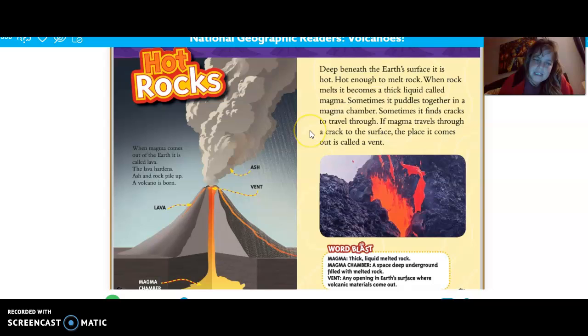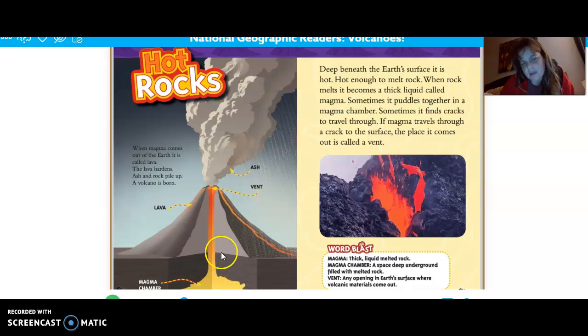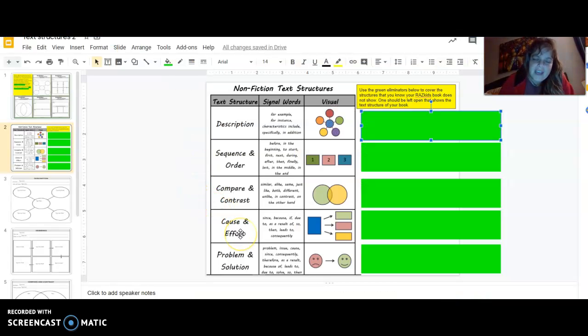Now, just thinking about this, when I'm thinking about text structure, I'm kind of thinking that so far it's showing description because it's describing how the magma comes out of the volcano. Sequence, I mean, it's giving a little bit of a sequence of what happens where the magma starts and then what happens and it coming out. So it could still be sequence. Cause and effect. Well, it talked about how when there's cracks, the magma moves through the cracks. So that could be a cause and effect.